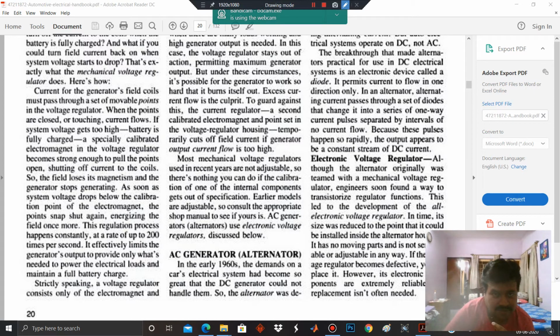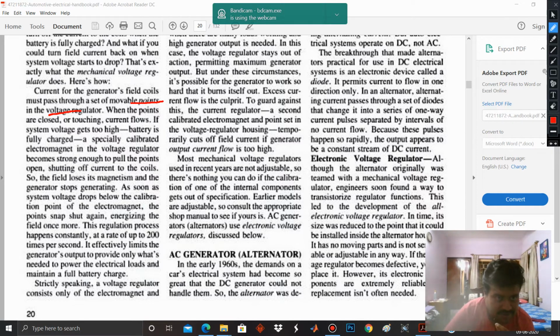The current from the generator field coils must pass through a set of movable points called the voltage regulator. When the points are closed or touching, the current flows. If the system voltage gets too high, the battery is fully charged. A specially calibrated electromagnet in the voltage regulator becomes strong enough to pull the points open, shutting off the current to the coils. So the field loses its magnetism and the generator stops generating. We just disconnect the field power supply so that the field doesn't work and the magnetic field does not exist. So the generator will stop generating and the battery will not be overcharged.